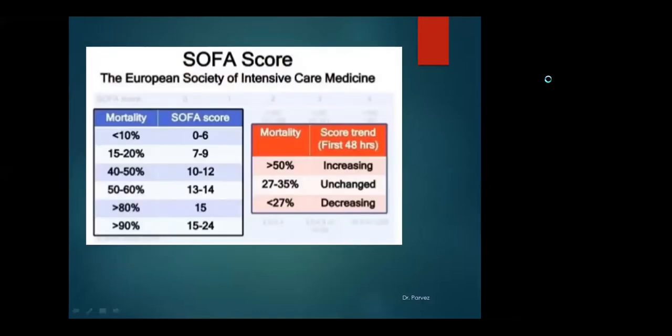So on initial assessment, it will help us prognosticate the patient based on the scoring. As you can see on the left side, if the SOFA score is between 0 to 6, the mortality is less than 10%. But as the SOFA score goes up, it becomes more than 90% if it is above 15. And on the right side, you can see the score trending. If the score trends during the hospitalization, if it is increasing, the mortality is 50%. If it is decreasing, the mortality is less than 30%.